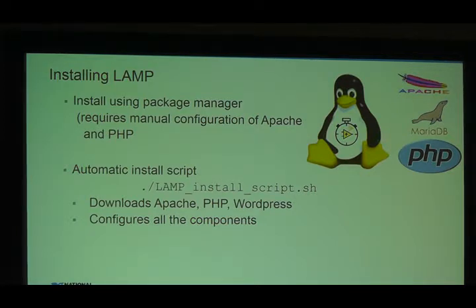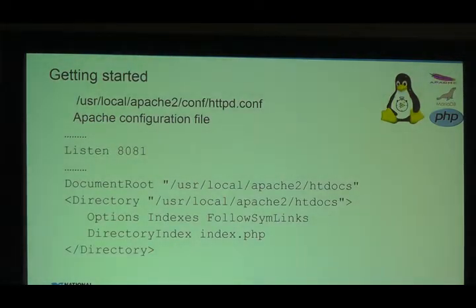So for LabVIEW 2016, I've actually created a very simple script that will automatically install all those software packages and configure them for you. In this case, for that simple demo, the script installs Apache, PHP, as well as WordPress, and then configures all the different packages to work together, such that by the end of that script, you can just open a web page and you'll see your WordPress blog on a CompactRIO. So we'll look at a demo of that in a second.